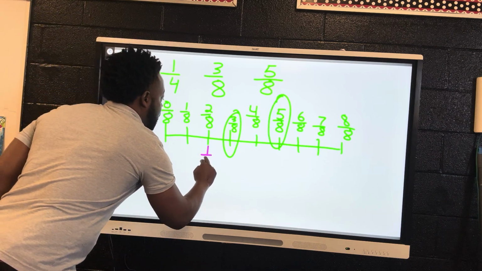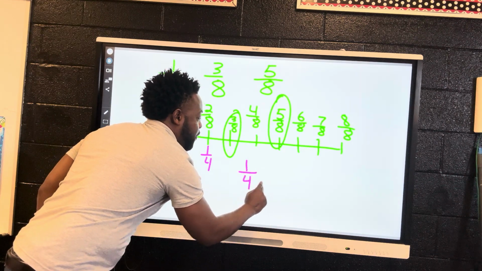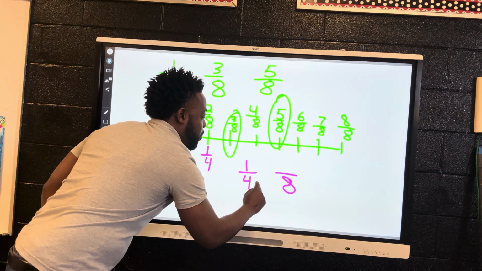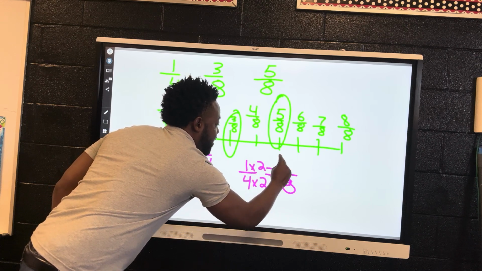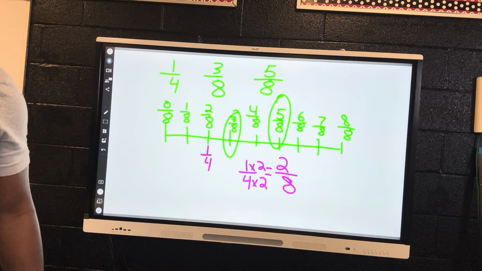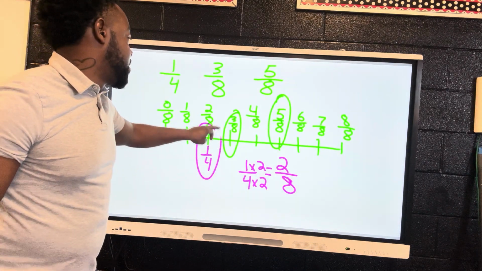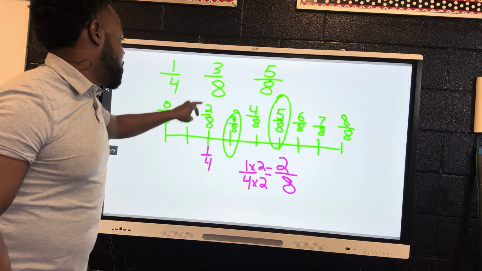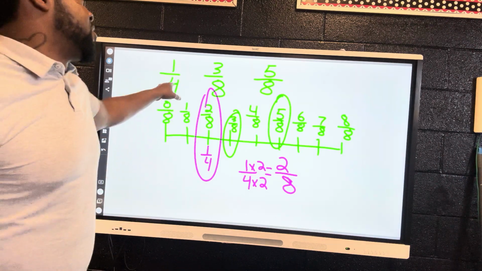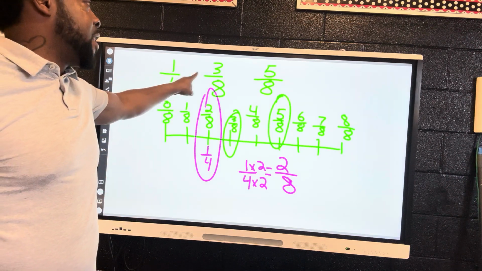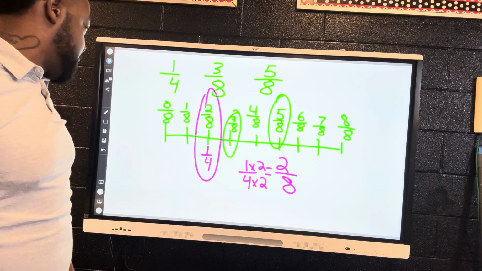So our 1/4 will go here. Again, we took that 1/4, we figured out what eighth it will be equal to, times 2, times 2, and we see it equaled 2/8. So now I know 1/4 is right here. Oh, I'm sorry, I'm gonna circle the whole thing. So in case you guys get denominators that are different, it's important to get this denominator to equal the others. Therefore, you'll be able to find it.